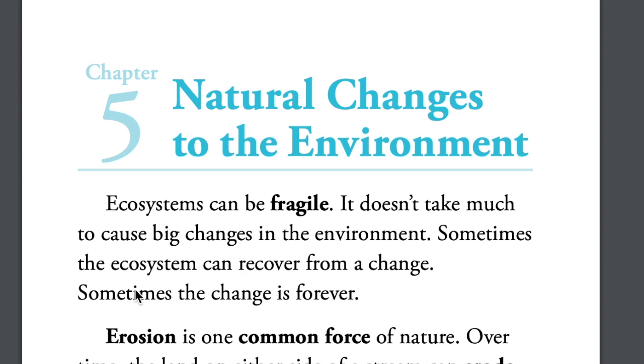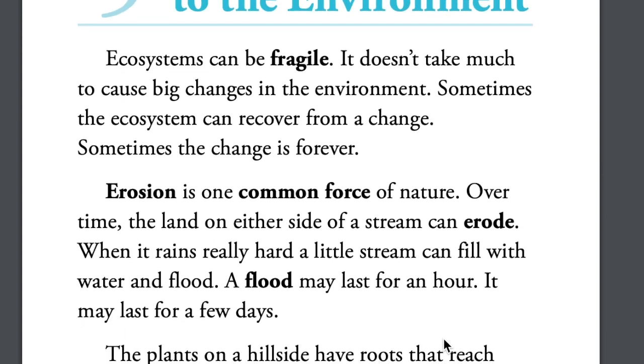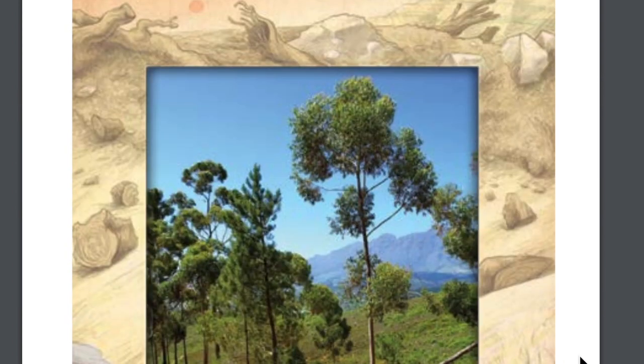I'm reading from chapter 5 in your reader. Ecosystems can be fragile. It doesn't take much to cause big changes in the environment. Sometimes the ecosystem can recover from a change. Sometimes the change is forever. Erosion is one common force of nature. Over time, the land on either side of a stream can erode. When it rains really hard, a little stream can fill with water and flood. A flood may last for an hour. It may last for a few days.